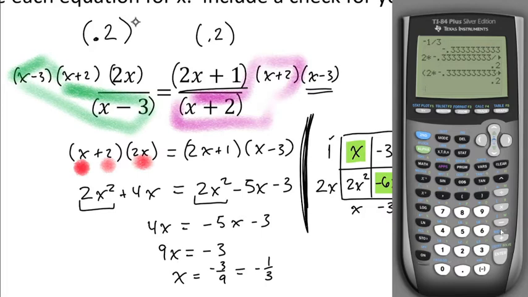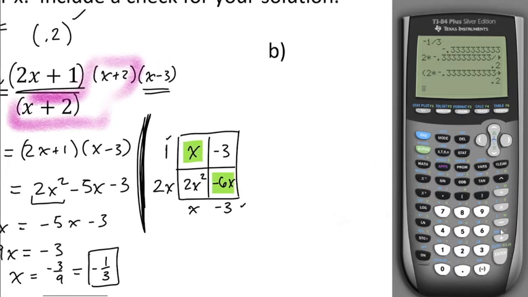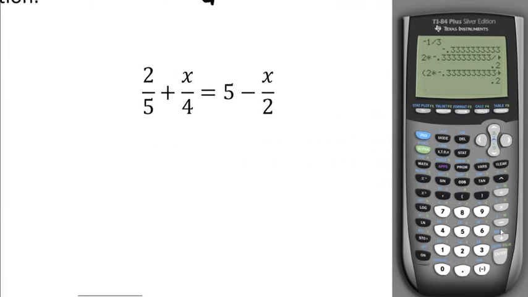X is the solution because when I plug negative 1/3 in to both sides, it makes both sides become the same. In other words, it makes both sides equal to each other. So that is our solution, and we've checked it. Let's look at B. Okay.